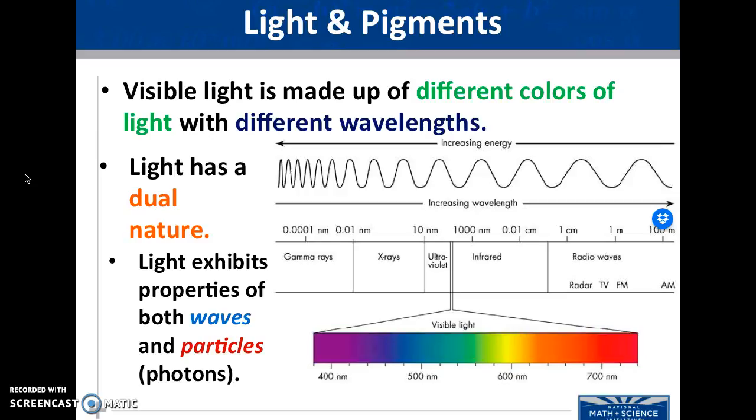And light has a dual nature. Light exhibits properties of both waves and particles, also known as photons. So what does that mean? It means that the wavelength, the frequency, so how many times I have a wave, the greater the frequency, the more energy it has. And as a rule, purple, blue, and green light are going to have the most energy, whereas red and orange have the least amount of energy.